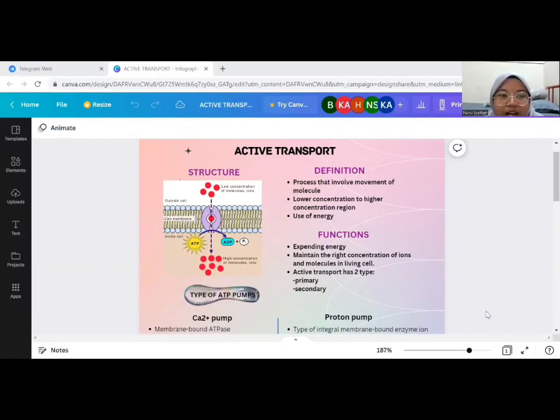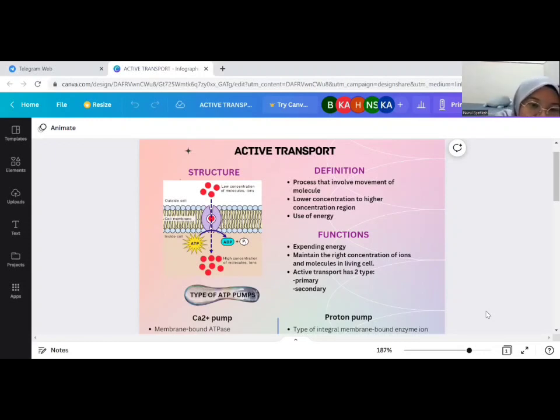Today we want to discuss active transport. What is active transport? Active transport is the movement of ions or molecules across the cell membrane from a region of lower concentration gradient to a region of higher concentration gradient. It requires cellular energy to achieve the movement. So this process requires the expenditure of energy and the assistance of membrane proteins such as carrier proteins.